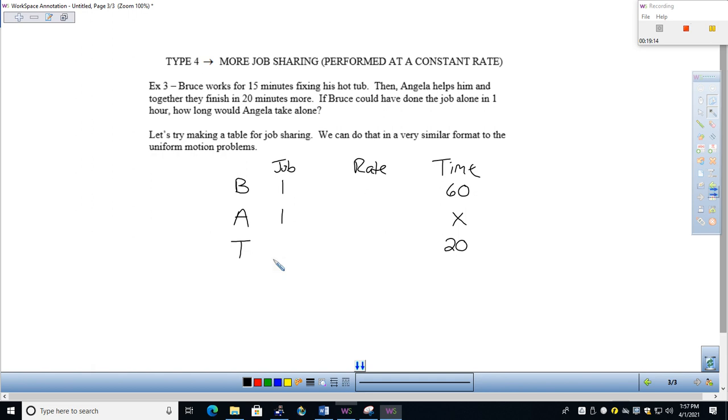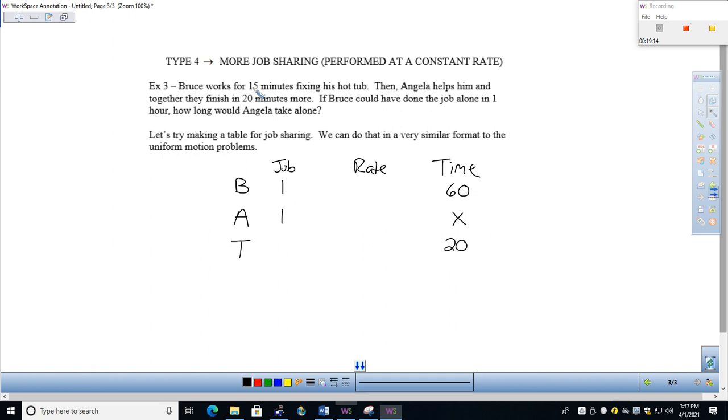So as you're looking at this problem and you're seeing me fill in the table, you're probably or potentially asking yourself, well, what about this information? And here's where it comes into play. So Bruce worked for 15 minutes fixing his hot tub, right? What fraction of the job was Bruce able to do in that time? Well, if it takes him 60 minutes to do the whole job, and he worked for 15 minutes, I'm not going to write this down, but you can if you want to. Somewhere, Bruce did a quarter of the job by himself, right?